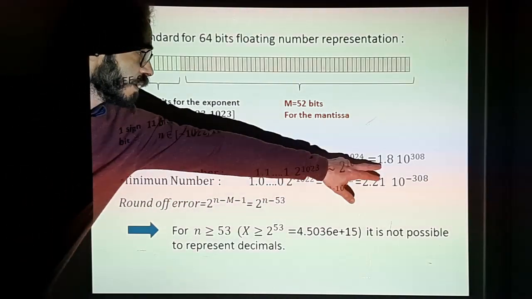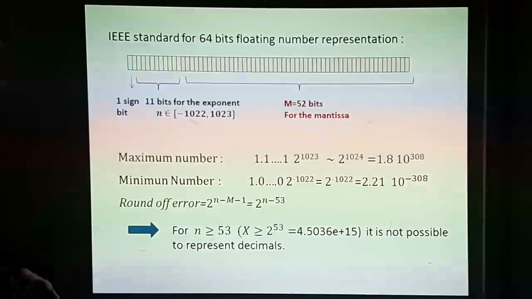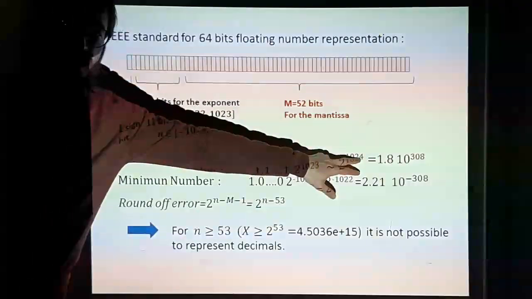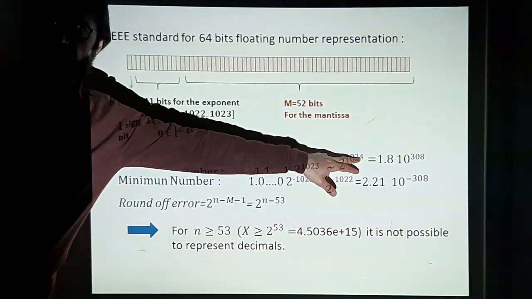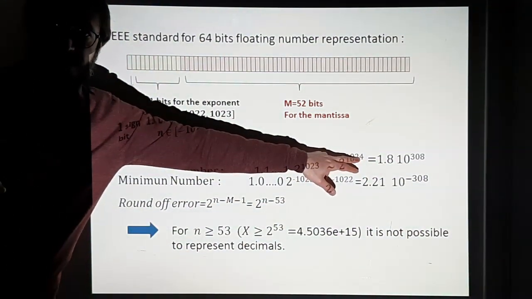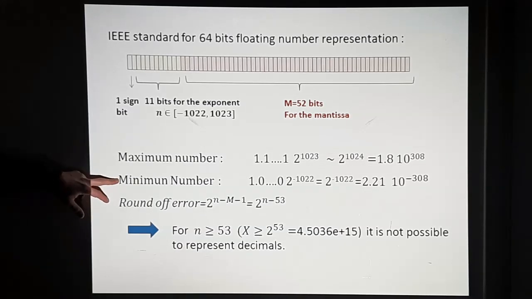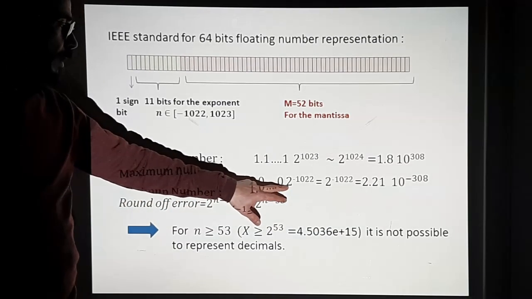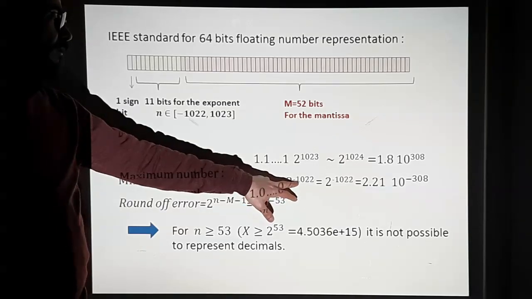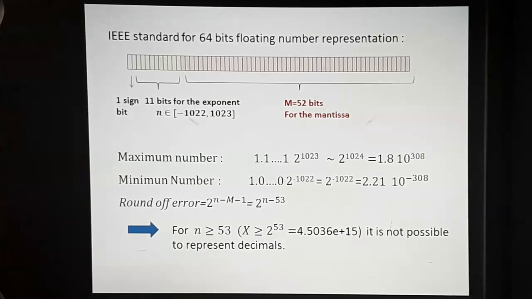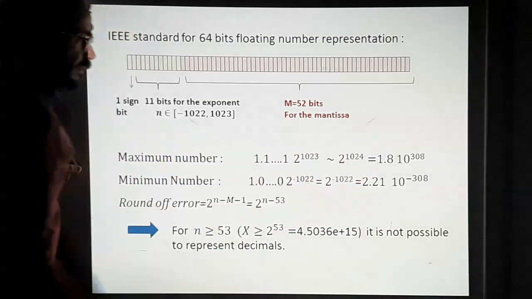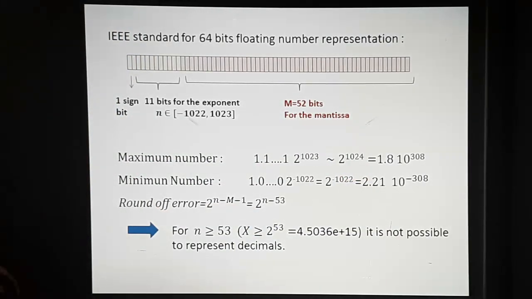So, for example, if I enter in MATLAB 2 power 1024, this will give me infinity. It will write inf, because it is superior to the maximum number the computer can represent. And the minimum number would be 1.000 times 2 power minus 1022, which is 2.21 times 10 power minus 308.